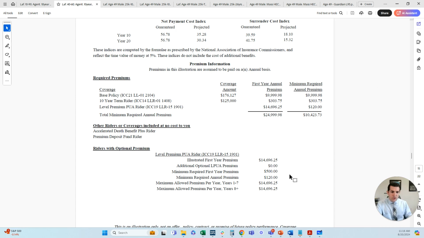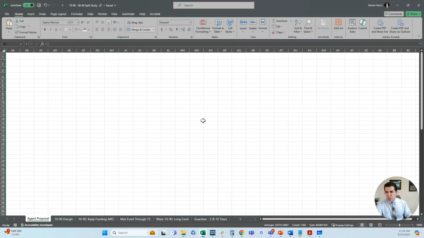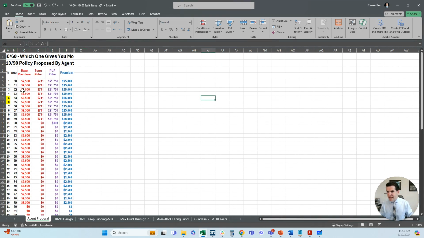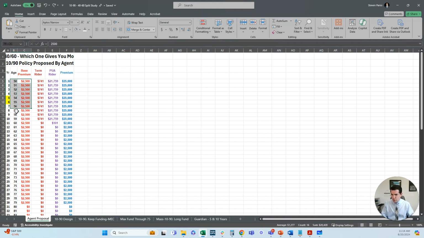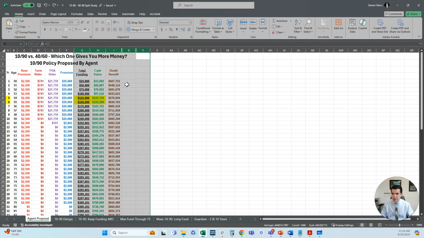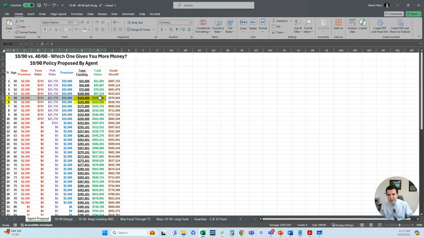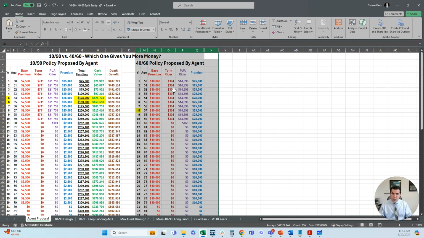Okay. Let's look at this side by side to see which one gives more value. That way we don't have to scroll back and forth when we look at the cash value. First, we've got the 10/90. Here's what was proposed again in a presentation by an agent. So first you see the breakdown, 2,500 per year, term rider, PUA, net out of pocket. Total funding, and then cash value. What's highlighted in yellow helps us see the break-even point just about year 5. Your upfront cash value is very rich as well. But then we've got the 40/60, 10K per year.